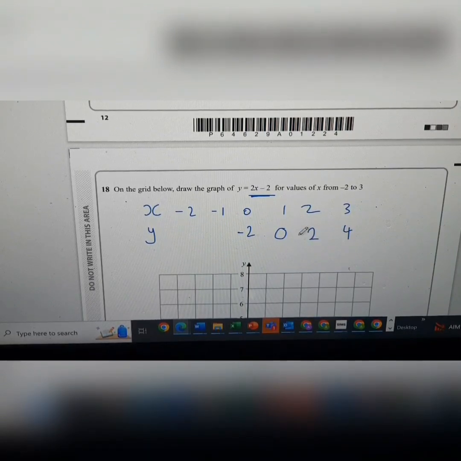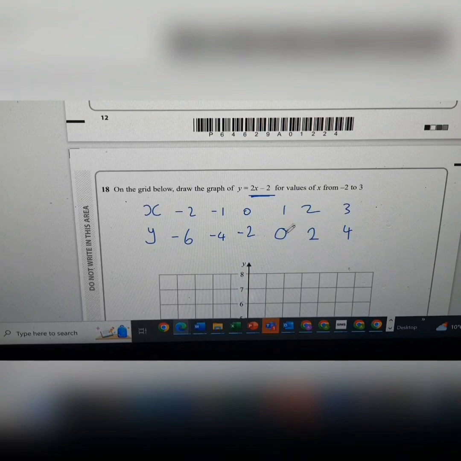And then if you can see what's happening, my x values are in numerical order. So the y values are going up too. So this is going to be -4 and this will be -6, but I'm going to work it out to show you anyway. So double -2 is -4, -4 minus 2 is -6, double -1 is -2, -2 is -4. So these are the coordinates that you'd plot on the graph.